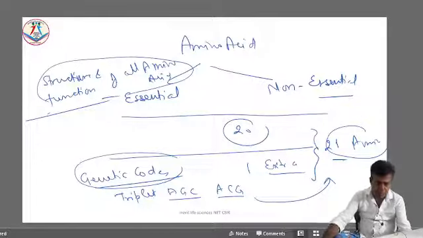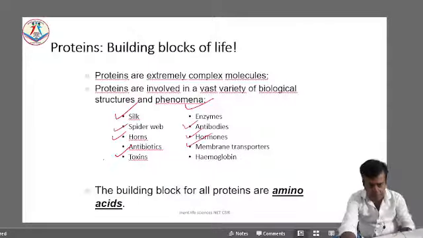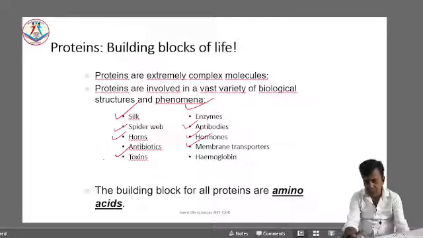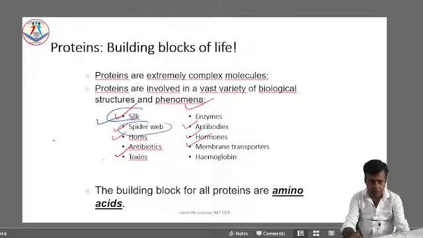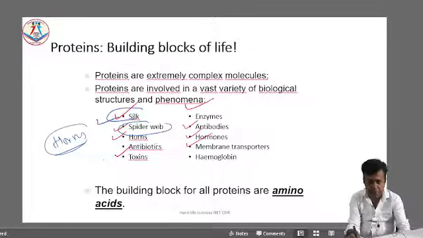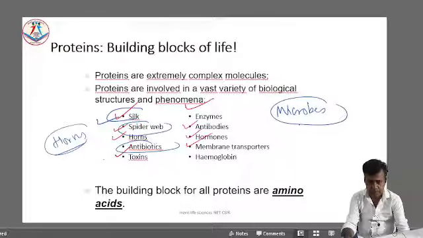You have no idea of structure and function of amino acids. So last time we discussed another classification, that is polar, non-polar. And we also discussed how a variety of proteins are there, and they all have different kinds of functions. Now you can see here, silk, totally different. Silk is secreted by the spider web. Horns are also a protein, but with totally different functional properties. Antibiotics are also proteins secreted by various microbes. What was the name of the first antibiotic? Any idea?